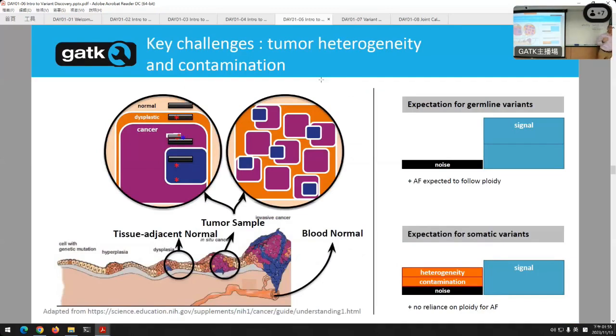So in germline, again, you're expecting half of your reads to show a mutation if you get one copy from your mom and not from your father. So it's a 50-50 ratio. Or if you get two copies of the mutation, 100% ratio, right? So it should be in every read.